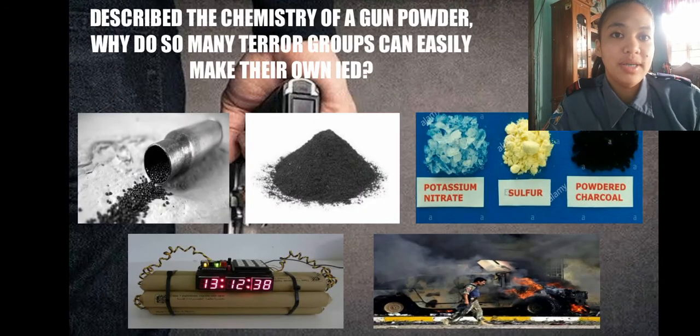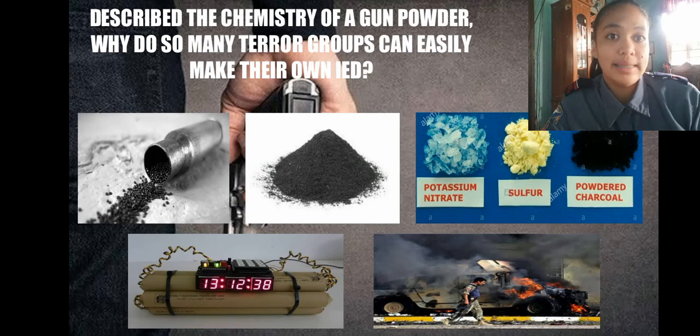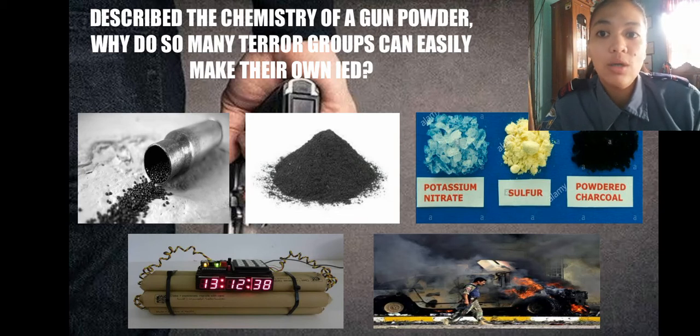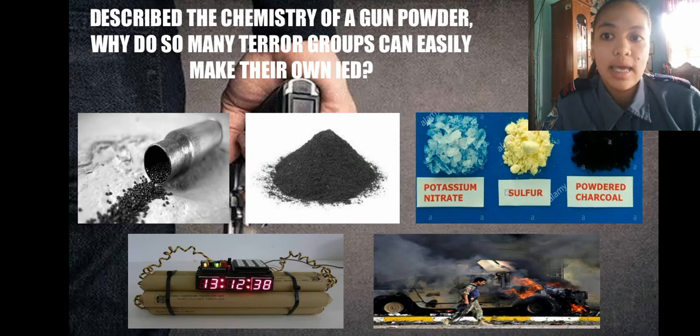Describe the chemistry of gunpowder and why so many terror groups can easily make their own IED. Gunpowder is an explosive consisting of a powdered mixture of saltpeter, sulfur, and charcoal, the earliest known propellant explosive. It has now largely been superseded by high explosives, although it is still used in quarrying, blasting, and impulses, most commonly in fireworks. Gunpowder can also explode, and historians believe it originated in China.